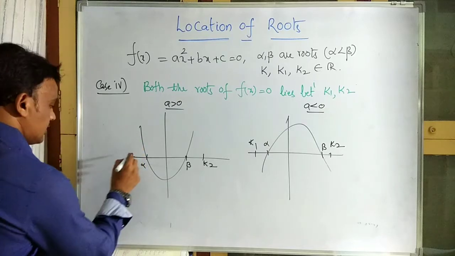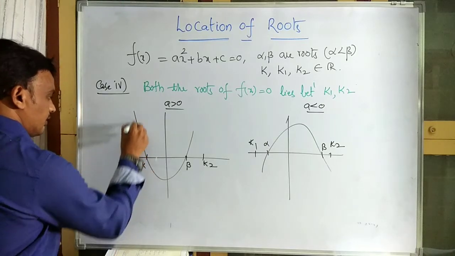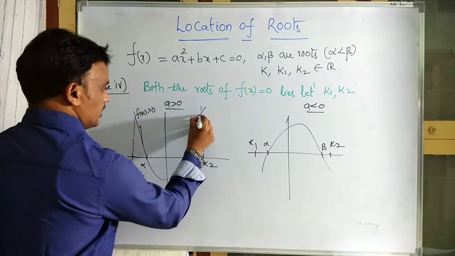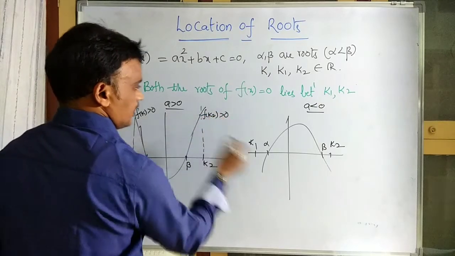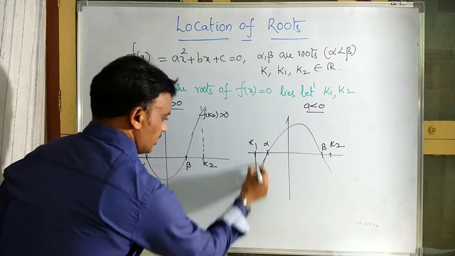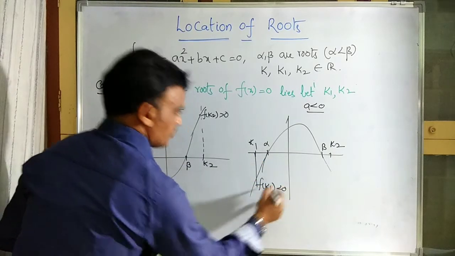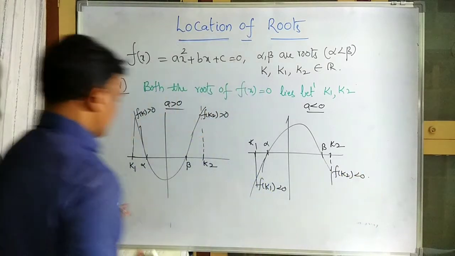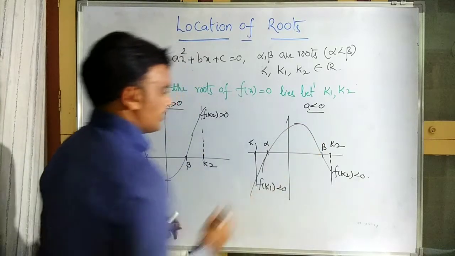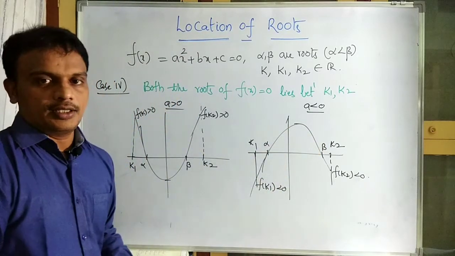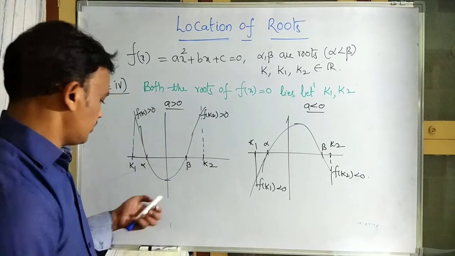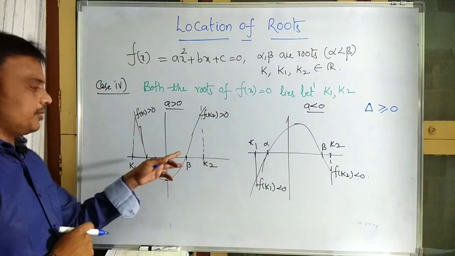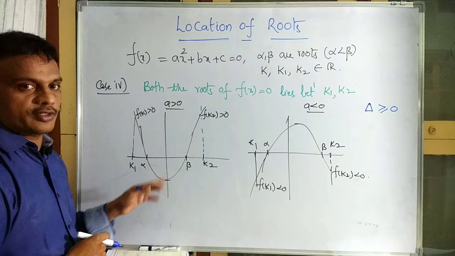What are the conditions? The corresponding value f of k1 is positive, and f of k2 is also positive. Coming to the second case, f of k1 is negative, and f of k2 is also negative. And the vertex lies in between the two real numbers k1 and k2. The conditions we can write: delta is greater than or equal to 0. That is the first case.